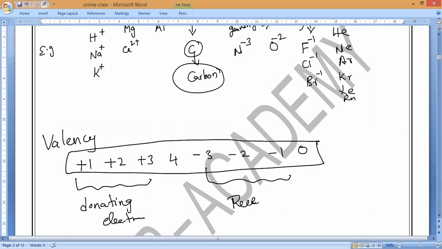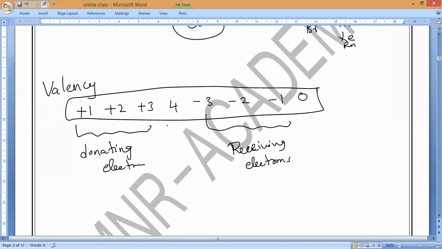So one is by donating electrons, another is by receiving electrons. Now what is the middle? The middle is sharing electrons. And the last one is the stable thing, the stable or inert gases.